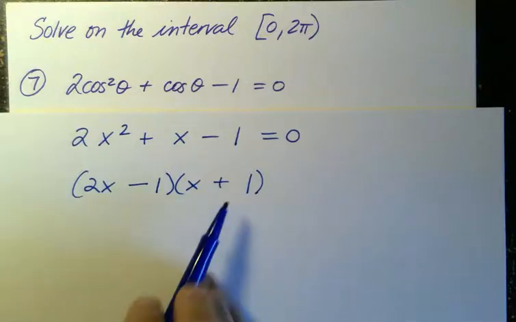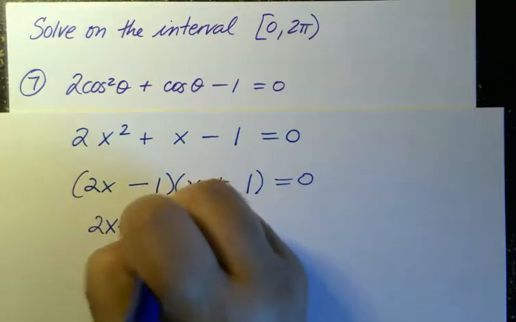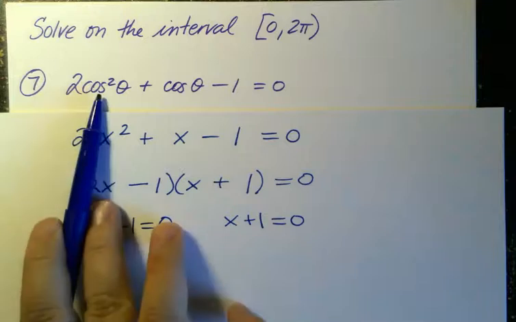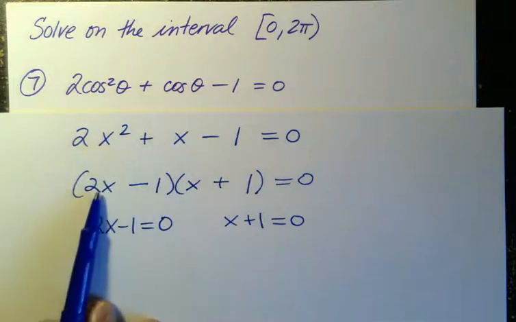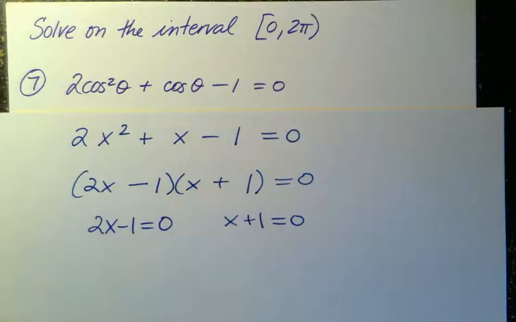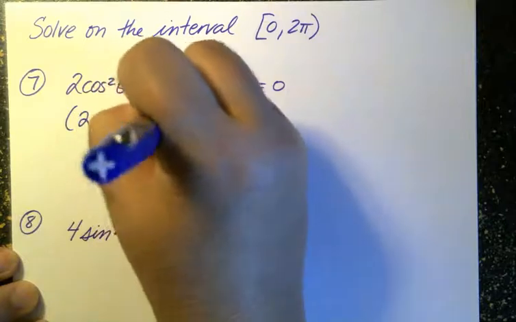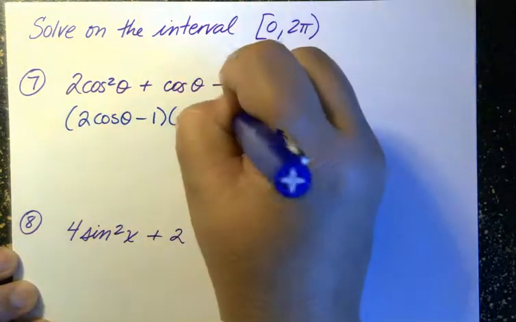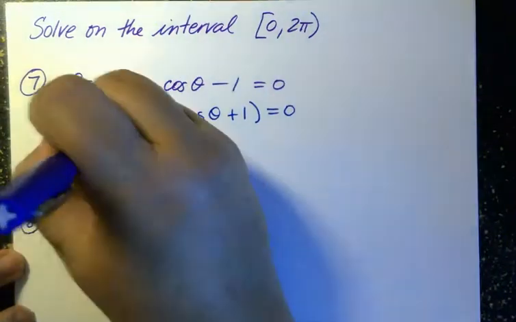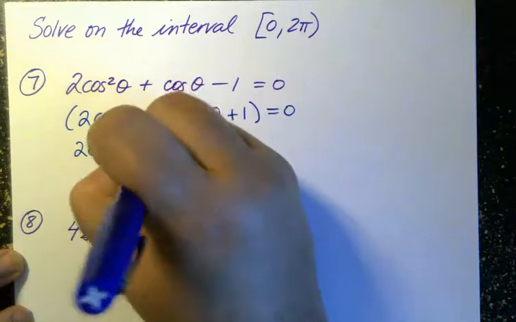And then I could take each factor and set each factor equal to 0, like so. Okay, so that's what I'm going to do here. Remember we said that our cosine is the same as x here, so that means this is 2 cosine theta minus 1 times cosine theta plus 1. So that's how I'm factoring this: 2 cosine theta minus 1 times cosine theta plus 1 equals 0. So now I'm going to set each of those factors equal to 0 and solve.